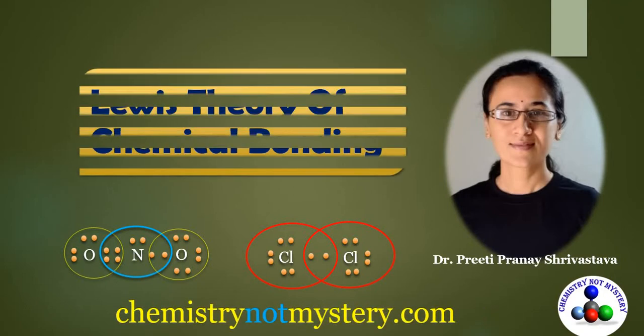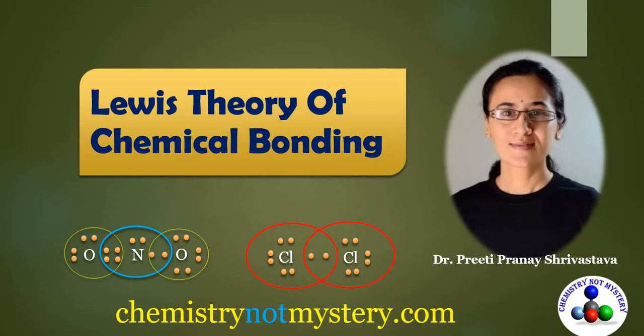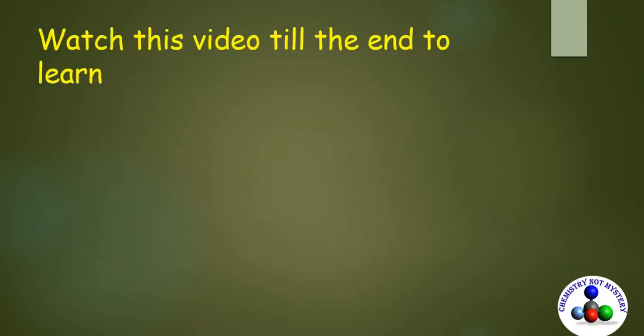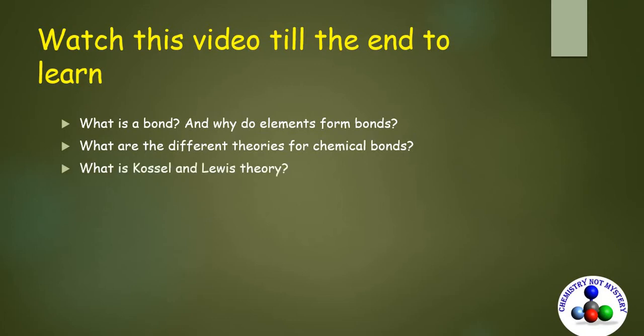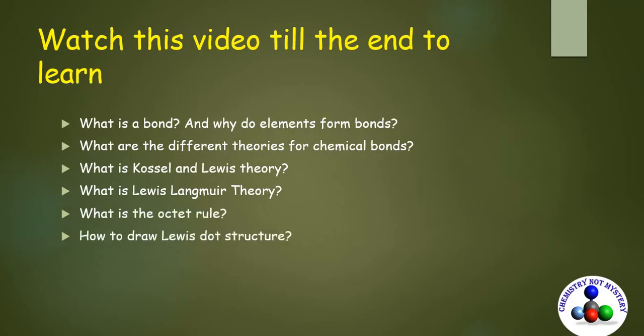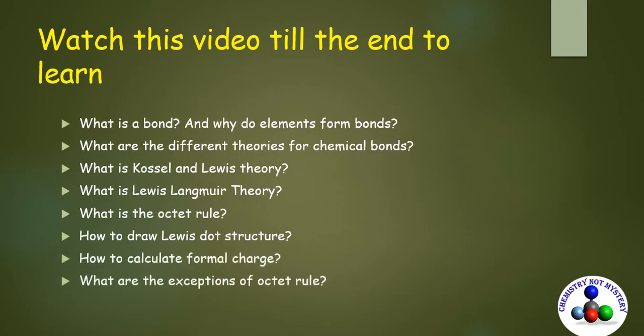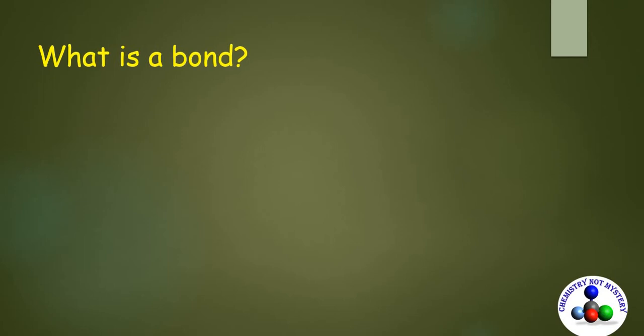Today's topic is Lewis theory of chemical bonding. So watch this video till the end to learn what is a bond and why do elements form bonds, and what are the different theories of chemical bond. What is Kossel-Lewis theory? What is Lewis-Langmuir theory? And what is an octet rule? And how to draw a Lewis dot structure? And how to calculate formal charges, and what are the exceptions of octet rule, and what are the limitations of Lewis theory.